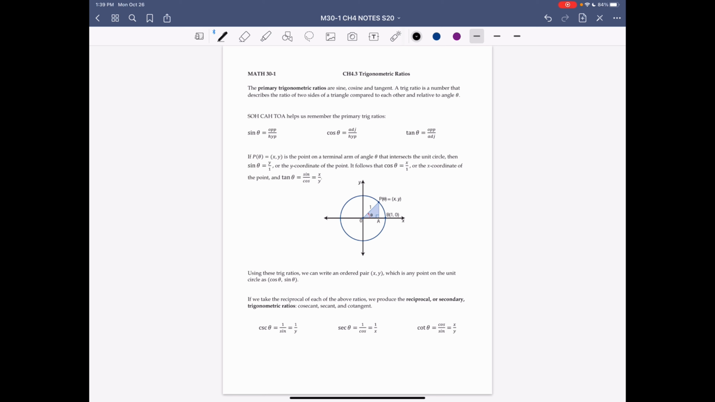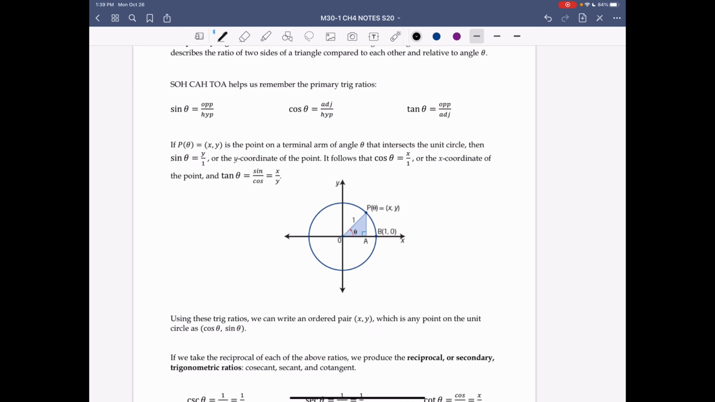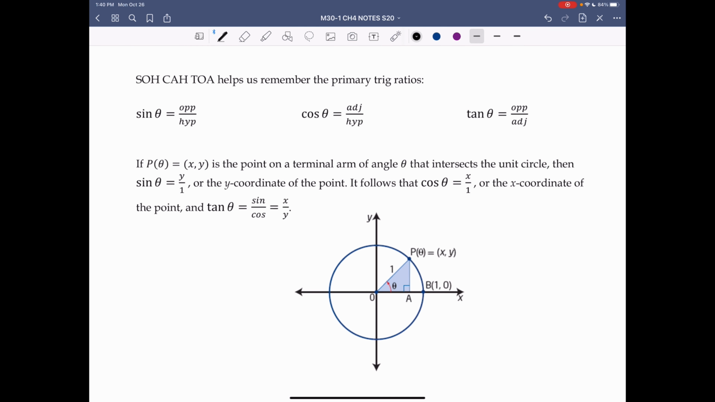If we think of a right triangle inscribed within a circle, like we have here, the side opposite from our theta is the y, and the side adjacent to our angle theta is the x. And then we have our hypotenuse, which in a unit circle is 1.